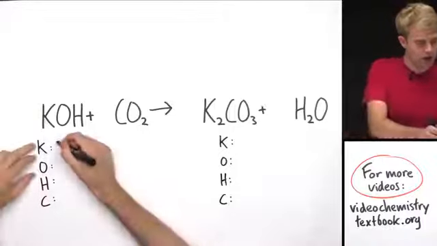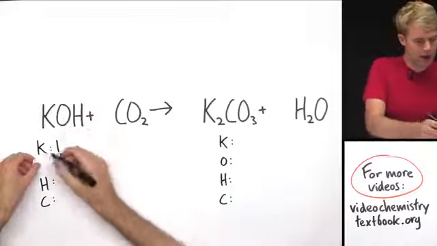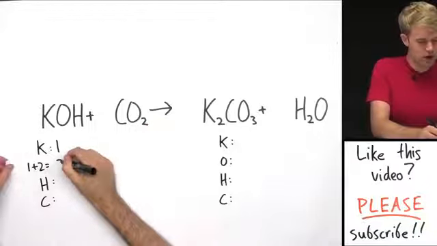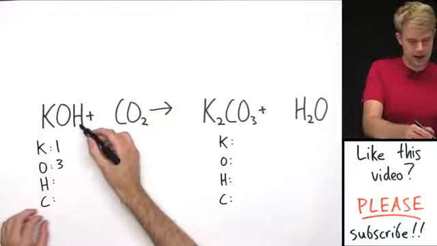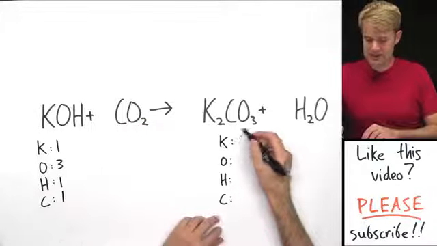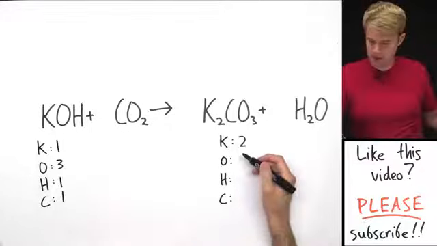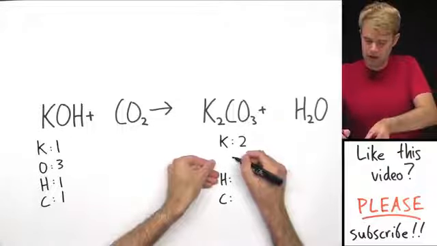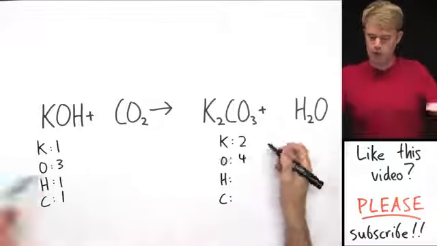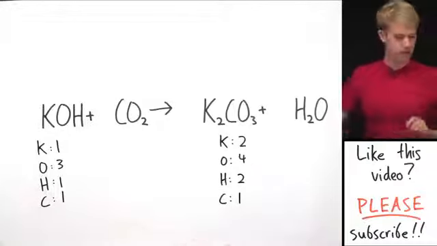Okay, we've got 1 potassium here. Now for oxygen, this is where you've got to be a little bit more careful, okay, because we have 1 oxygen here, but then we have 2 oxygens here. So 1 plus 2, total we have 3. Then hydrogen, we've got 1 of those, and carbon, we've got 1 of those. Over here for potassium, we have 2 because we've got K2. Then oxygen, we have 3 there, and we have 1 there. That's going to give us 4 total. Then we have H2, so 2 hydrogens, and 1 carbon.